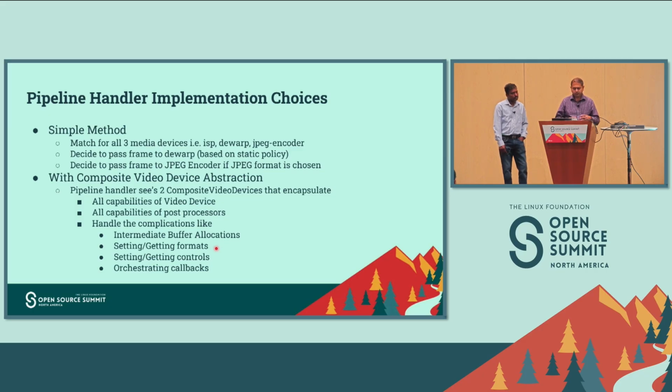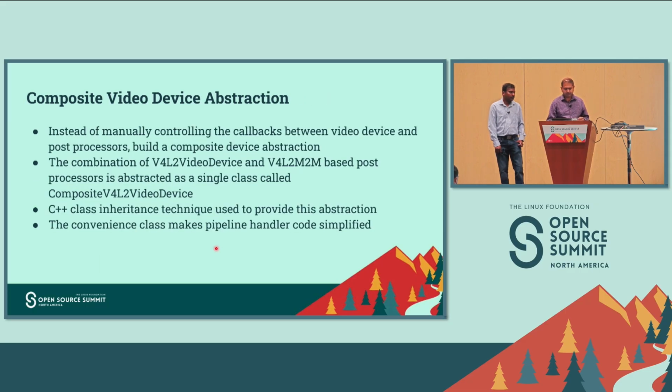You need to be able to set and get formats, and redirect them dynamically to the correct device, depending on what the application wants. Same thing for controls: there could be various controls going to the ISP, and some could be going to the post-processors. All that needs to get handled. And you need to be able to orchestrate all of these callbacks, and it should be completely flexible, with use cases supported based on how the application decides to use the camera. So these are the high-level requirements.